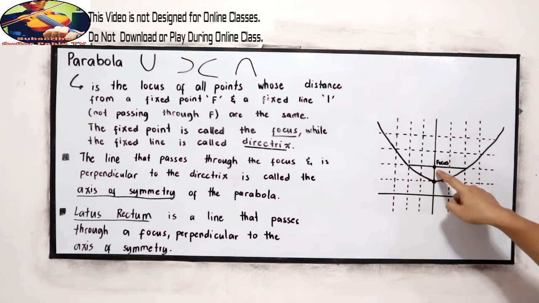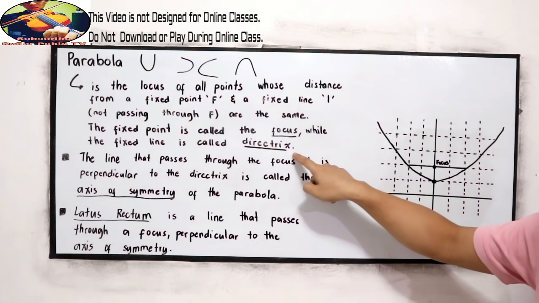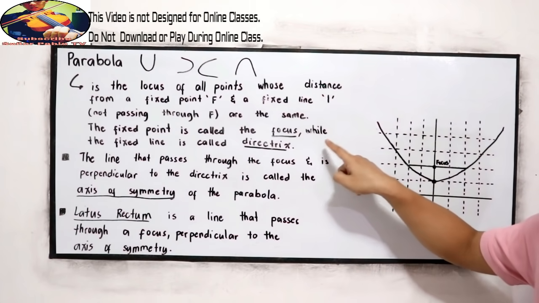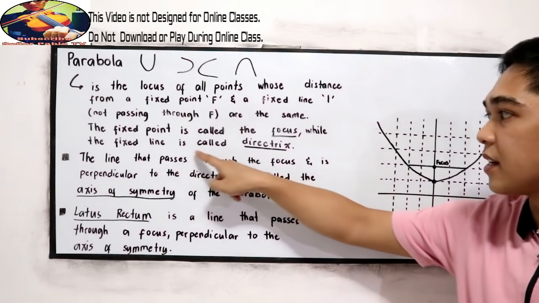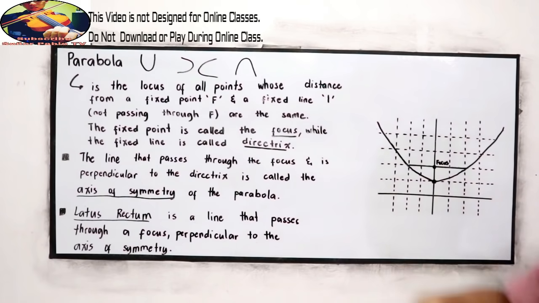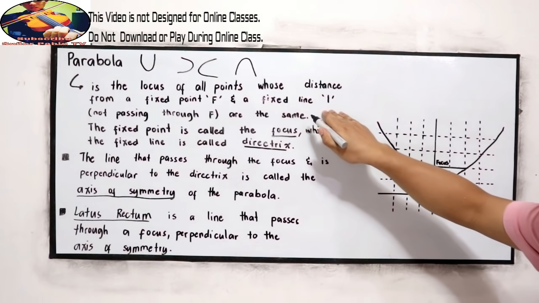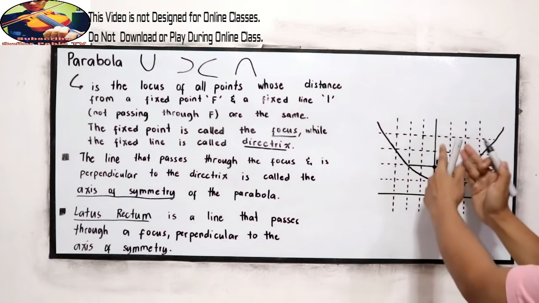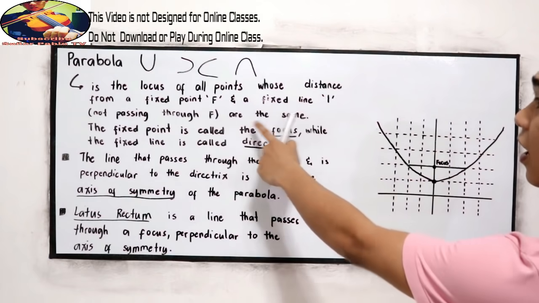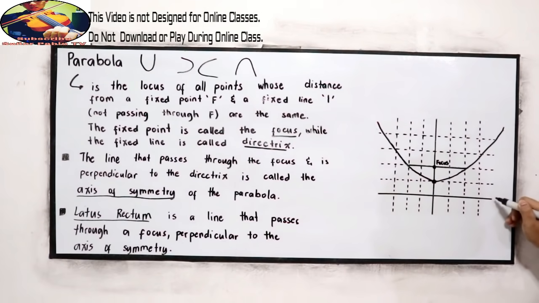Okay? Where is the directrix? The fixed line is called the directrix. So this is our directrix. A fixed line, not passing through the focus. This is our directrix.